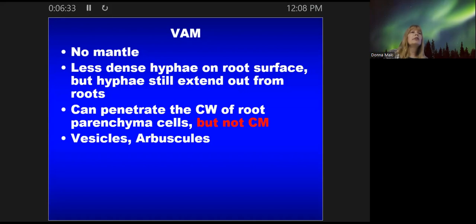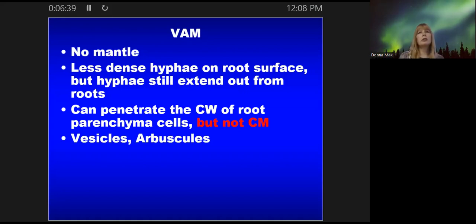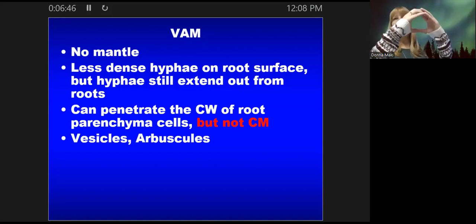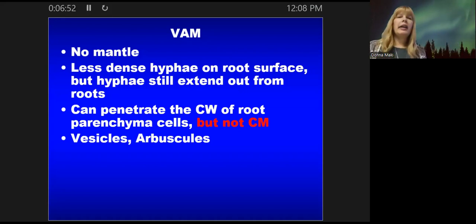So the reason they're called vesicular arbuscular mycorrhizal fungi is that they form structures called vesicles, and they form structures called arbuscles. Vesicles are just balloon shapes. And arbuscle, if you look up that word, it means dwarf tree. I'll show you some pictures. So that's why they got that big long name.